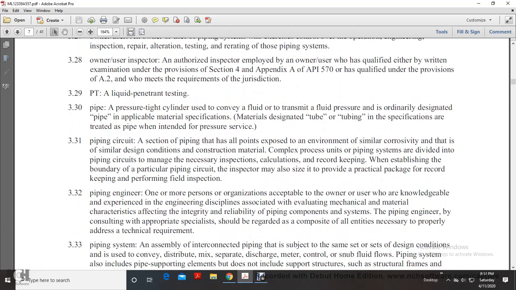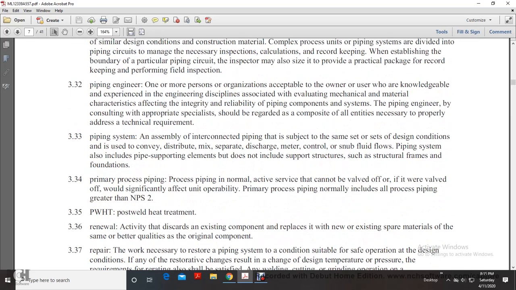Piping circuit: a section of piping with all points exposed to a similar corrosive environment and of the same design conditions and construction material. Complex process piping systems are divided into piping circuits to manage necessary inspection calculations and record keeping, with an established boundary for particular piping circuits. The inspector may also size the circuits to provide a particular package for record keeping and performing field inspection.